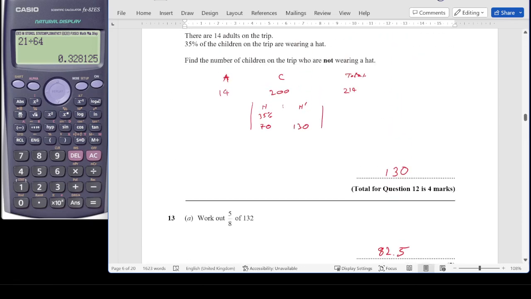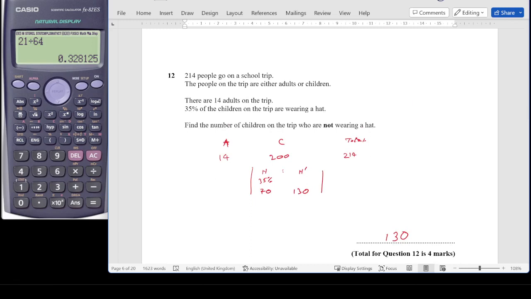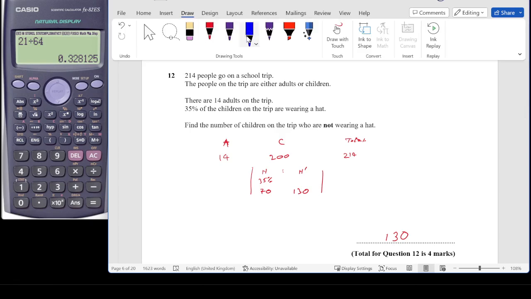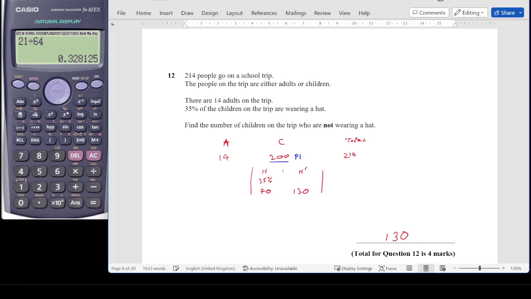Okay, and mark scheme then. So for question 12, so 4 marks for this, right. It is suggesting a P1 mark for showing that 200 children, a P1 for the process to find the number of children wearing a hat, so it's a process and then a second P1 for finding the number, and then an A1 for the 130.